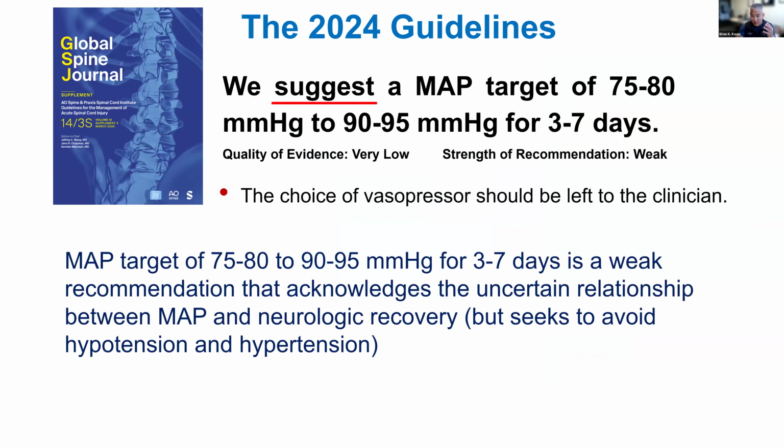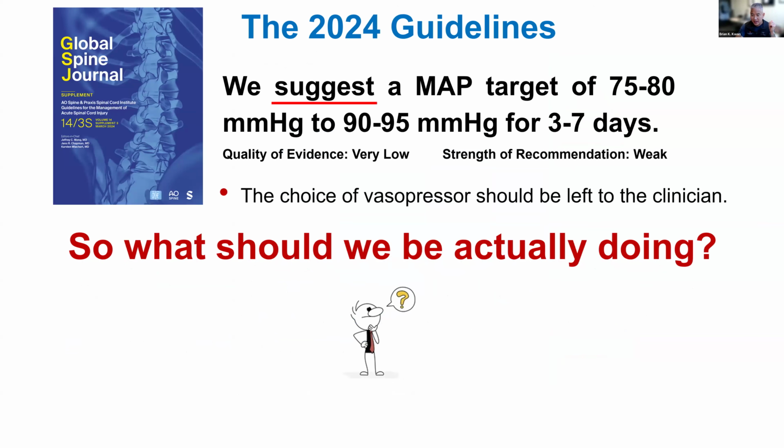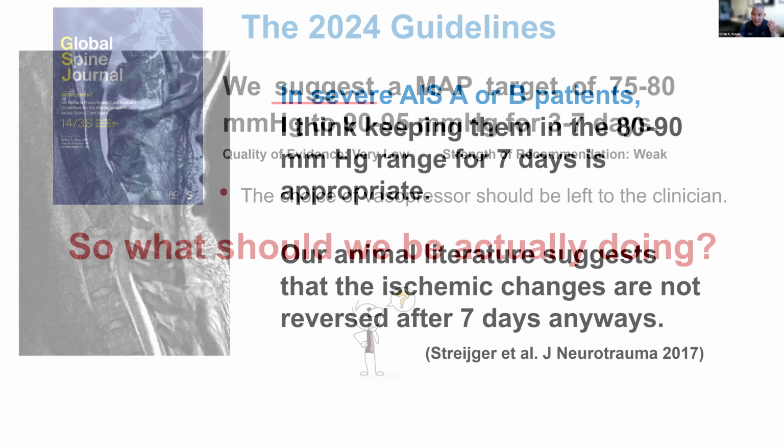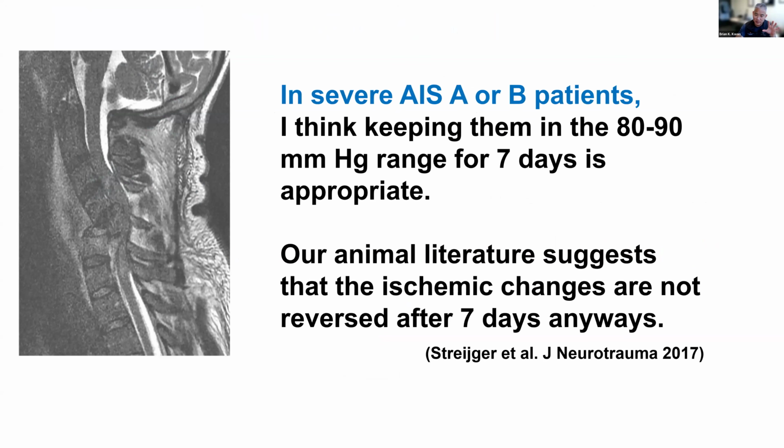So at the end of the day, the MAP target is a weak recommendation. We seek to avoid hypertension and hypotension. It does lead to the question of what should we actually be doing? And I get this question in our own institution. So this is what I do. And this is really just to say that I wouldn't necessarily say this is how everybody needs to do it, but this is how we've implemented it locally.